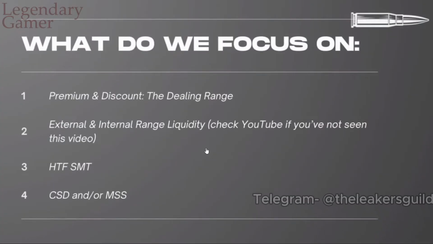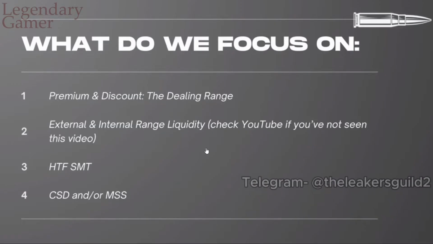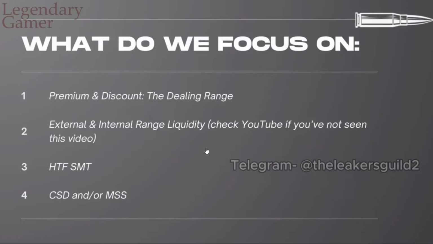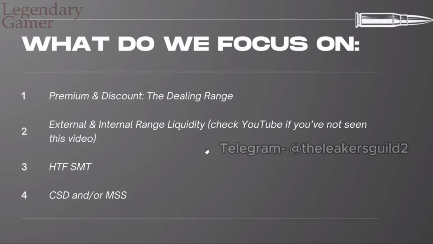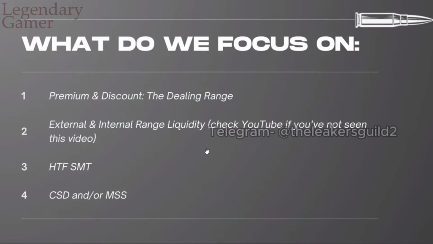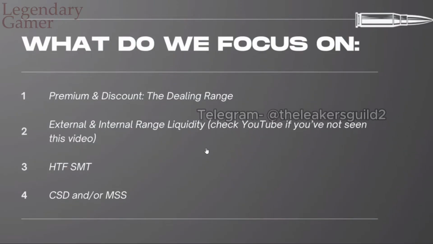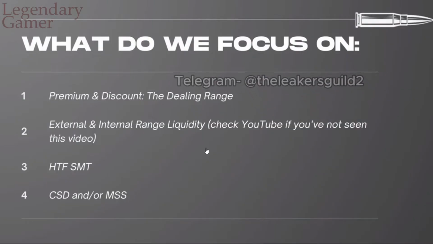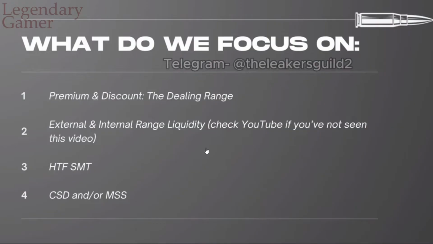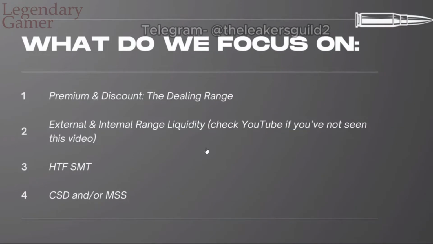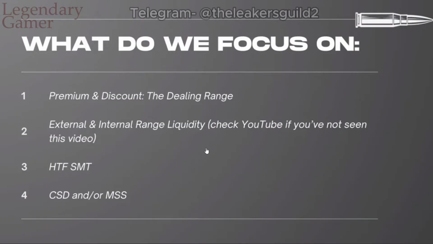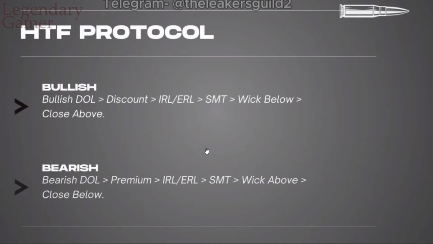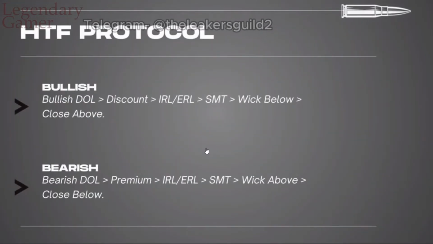Now what are we going to be focusing on? We're going to focus on 4 topics here. We're going to be talking about premium and discount, which is the dealing range you're working with. Then we're going to be talking about external and internal range liquidity, and you can check YouTube if you have not seen the video. It's on the MMXM Traders YouTube. Then thirdly, we'll be talking about higher time frame SMT. And fourth, we're going to be talking about the change in the state of delivery and or a market structure shift. So this is our higher time frame protocol, right?